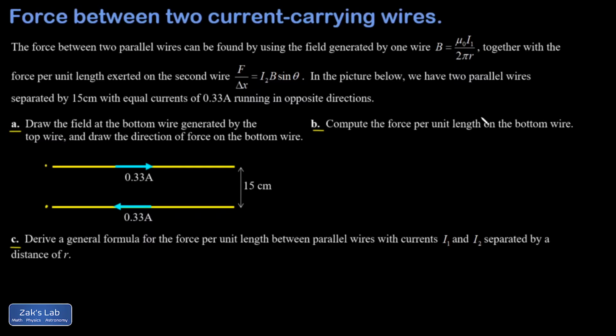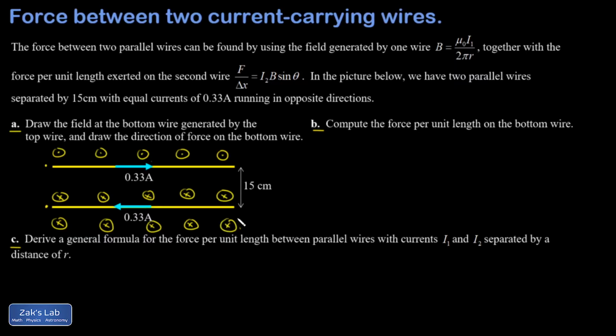In part A, I'm asked to find the field at the bottom wire generated by the top wire, and then I want to draw the direction of the force that creates on the bottom wire. So I put my thumb in the direction of the current in the top wire and wrap the fingers of my right hand around, and I find that the field generated by that top wire would be coming out of the page above that wire.